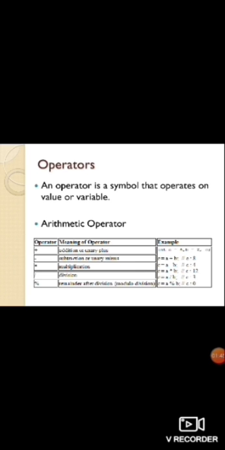For example, here we declare three variables a, b, c of type integer. Now a is assigned 6 and b is assigned 2. Second statement, c equal to a plus b. If the value of a is 6 and the value of b is 2, the result is 8 and it is assigned to variable c.